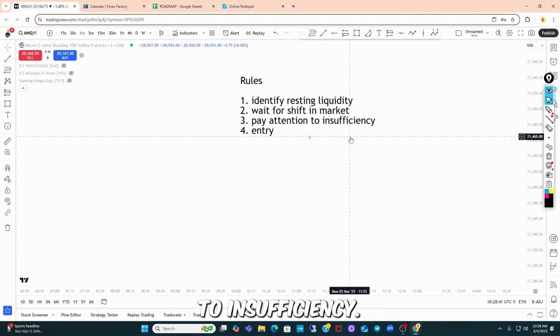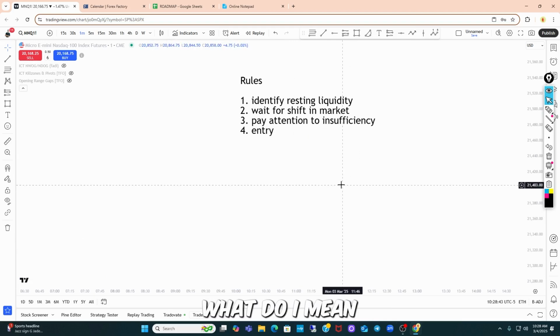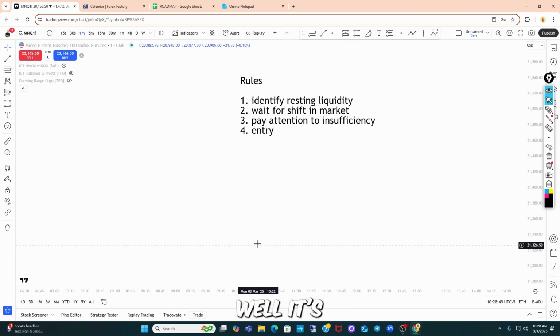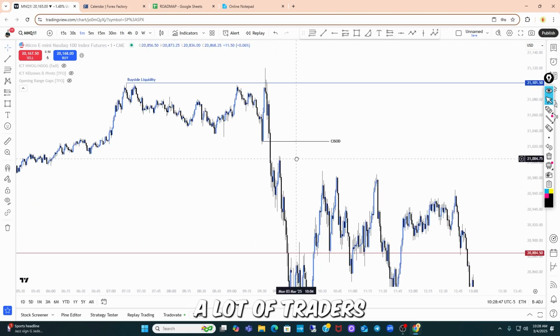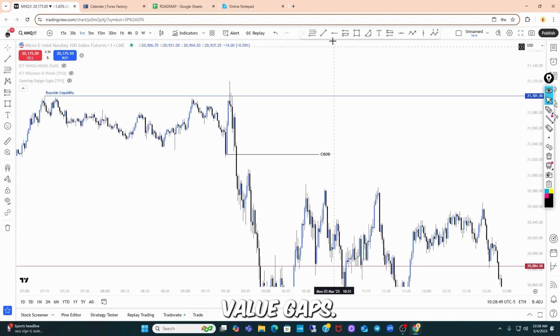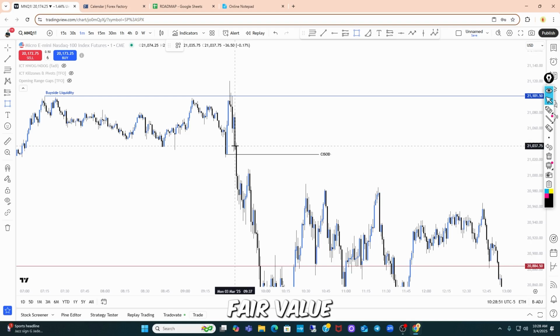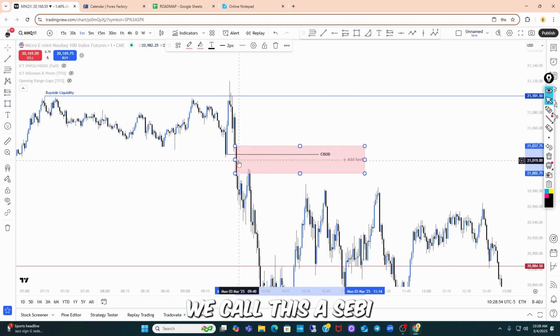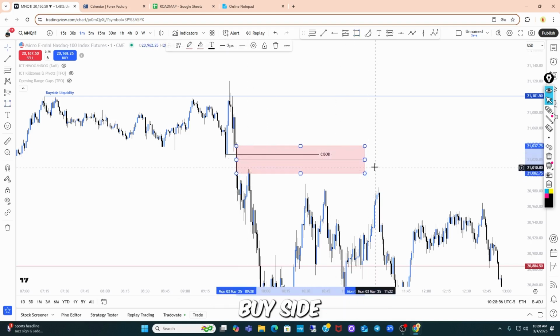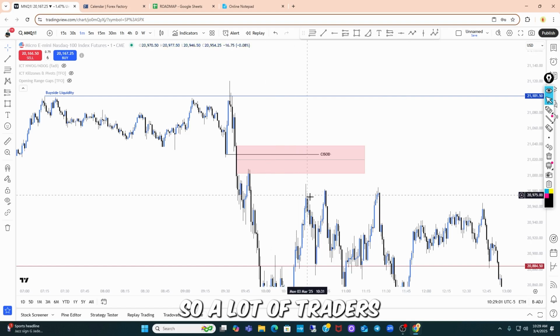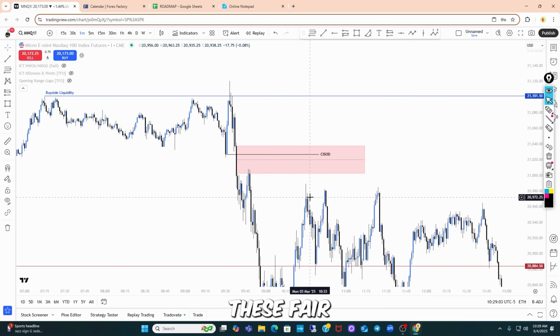So that now applies to our third rule. Pay attention to insufficiency. What do I mean by that? Well, it's actually very simple. A lot of traders look for fair value gaps, and here you can see a bearish fair value gap was formed right here. We call this a SIBI, a sell side imbalance, buy side insufficiency. So a lot of traders think that when we create these fair value gaps, they want to see price retrace and fill the entire gap.